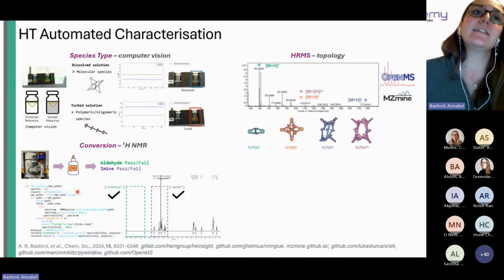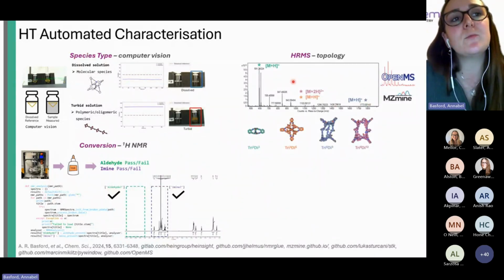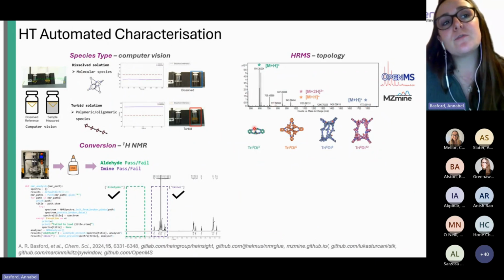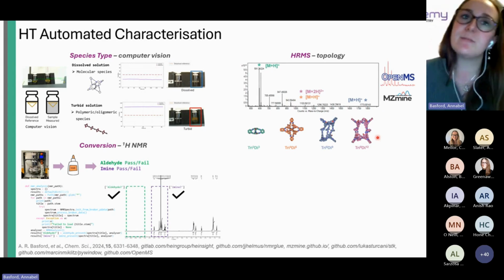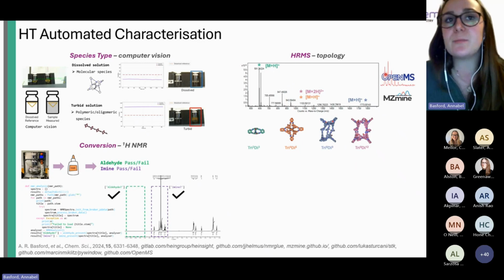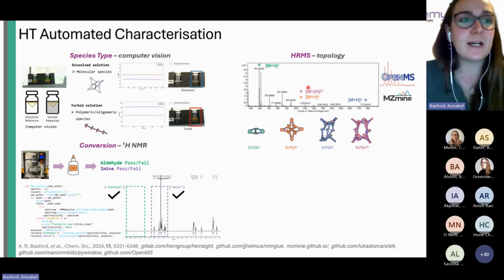Then to finally assess the cage size or topology, we scan the mass spectrum for the 4 most common types of cage topologies for this type of combination, and streamline this with MZmine and PyOpenMS, 2 again open source packages.